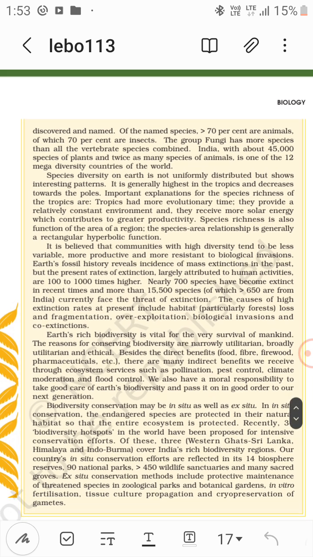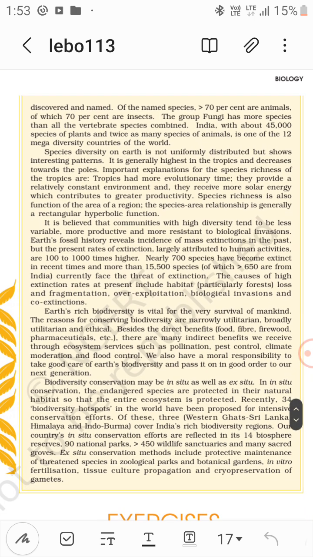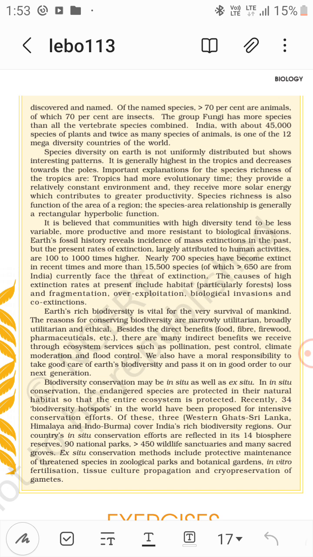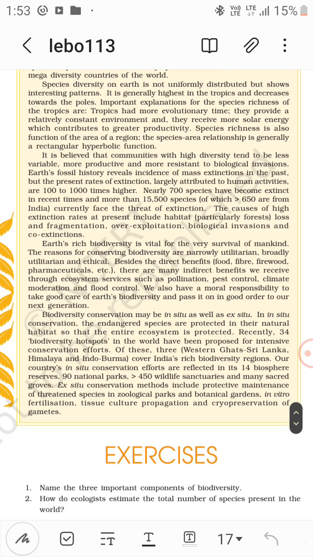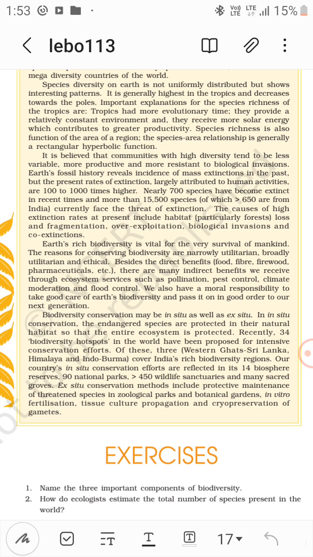Now the causes of high extinction rates at present include habitat loss and fragmentation, particularly forest loss, and overexploitation, then biological invasions, and then co-extinctions. Earth's rich biodiversity is vital for the very survival of mankind, right?